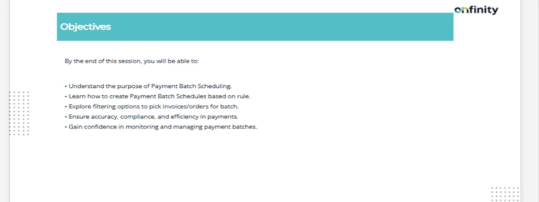Since you don't need to process each payment individually, you can verify and validate batch schedules directly from the payment batch schedule screen. This improves both efficiency and accuracy in payment processing. Gain confidence in monitoring and managing payment batches. You can monitor and manage payment batch schedules through the payment form. Any necessary verification or modifications can be done on the payment batch schedule screen. If any discrepancies are found, you can make the required adjustments before processing.